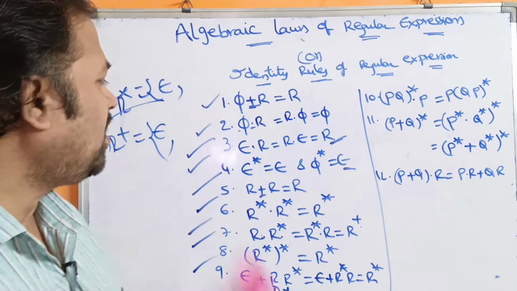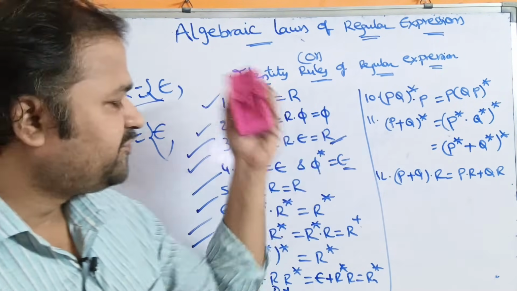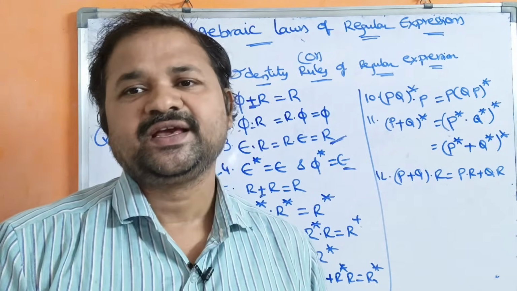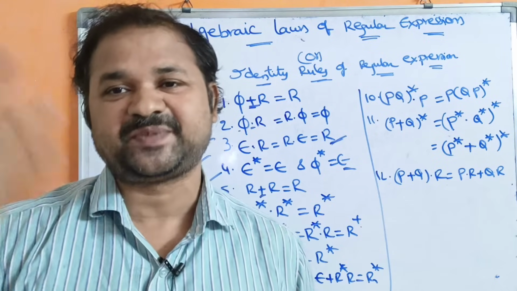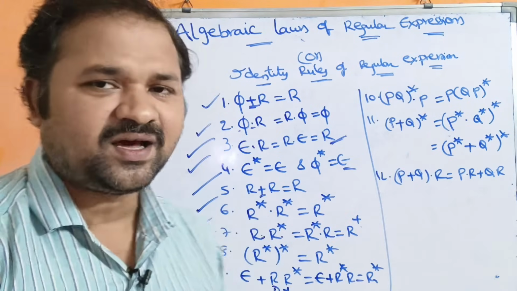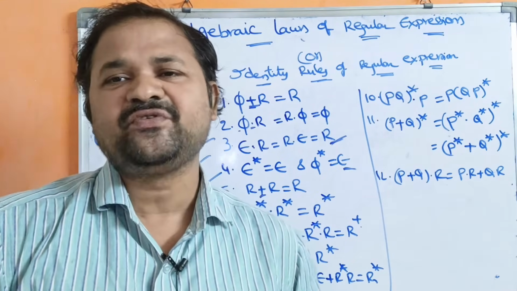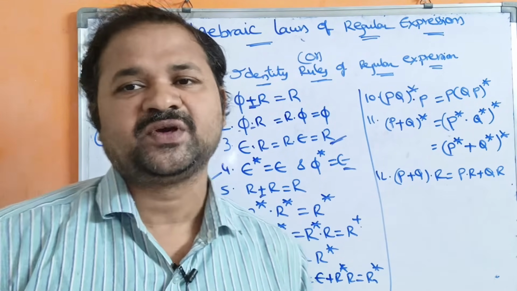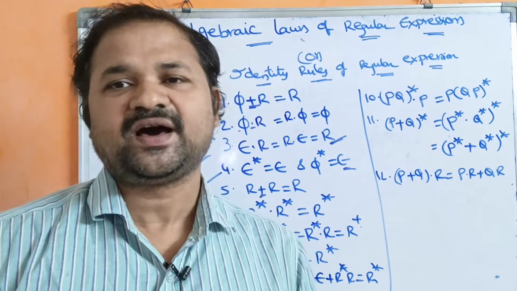So in total we have 12 rules. We use these 12 rules while simplifying regular expressions. According to our problem requirement, we have to apply the formula. In the next video, we will solve two problems in order to simplify regular expressions.